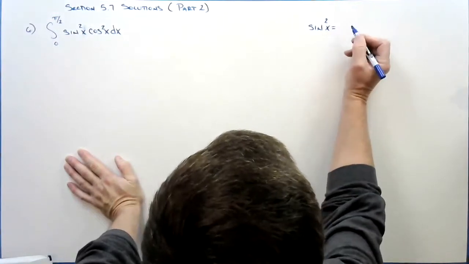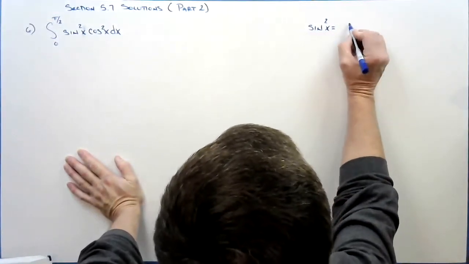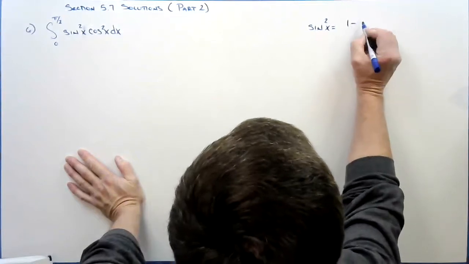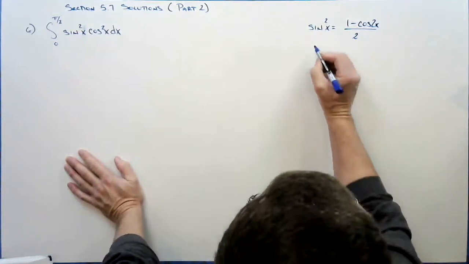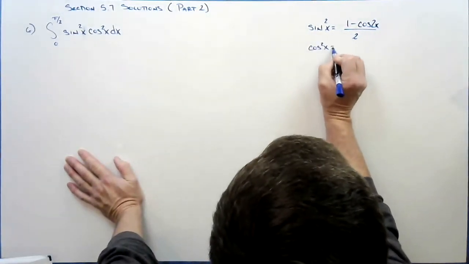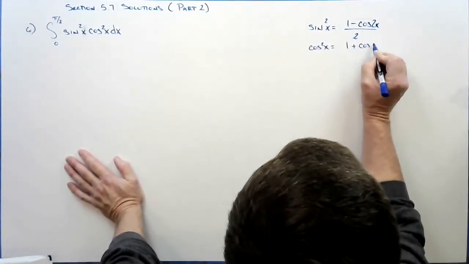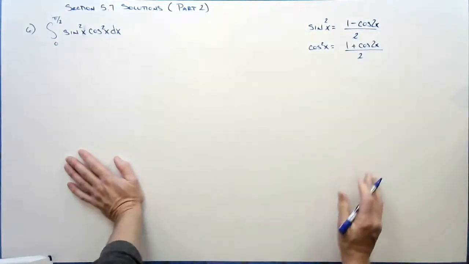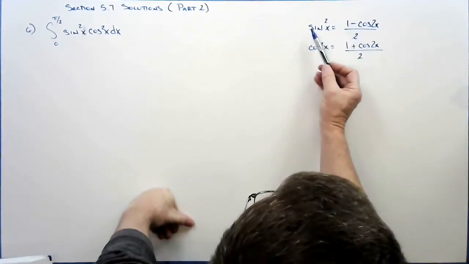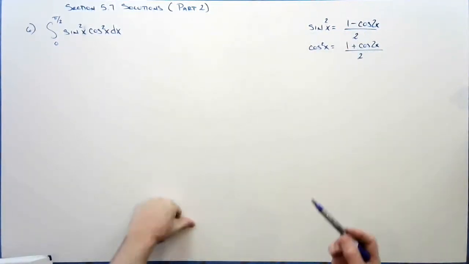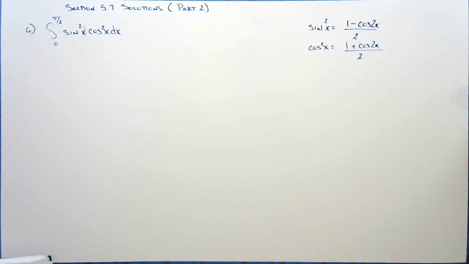sine squared x equals, sine starts with an s, so this is 1 subtract cosine 2x over 2. And then we have cosine squared x, and that's going to be 1 plus cosine 2x over 2. That's my little memory jogger to help you remember those identities. I remember that subtraction starts with an s, sine starts with an s, and so therefore that's how we determine which one of those, 1 minus cosine 2x or 1 plus cosine 2x, goes with sine.